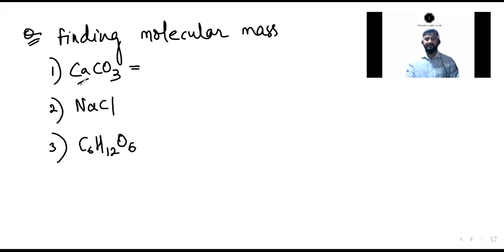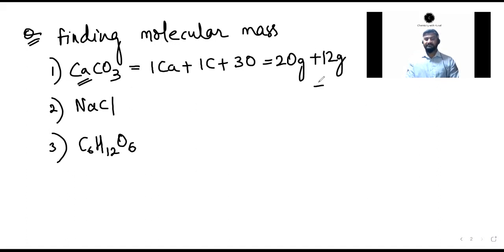Okay, now let's add them up. What is the mass of calcium atom? So 1 calcium plus 1 carbon plus 3 oxygen, right? So what's the mass? 40 for calcium plus 12 for carbon plus 48 for oxygen. 12 for carbon and 48 for oxygen. If you add them up, it will not be grams, it will be U, right? Why U? Because we're finding molecular mass. The unit of molecular mass is always U, so it will be 100 U.